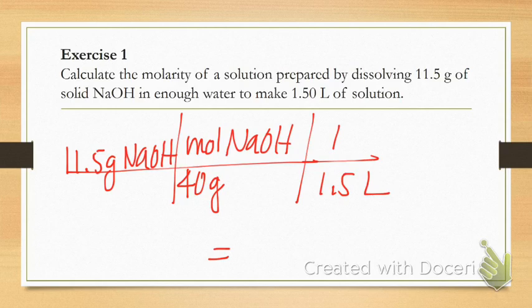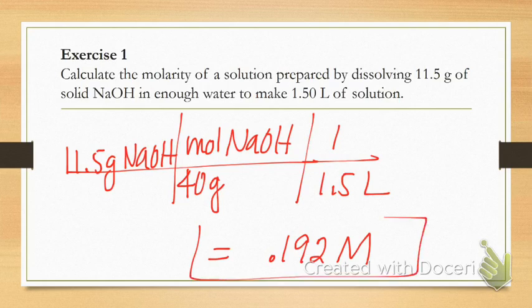You can do it all in one step, or you can break it up and do moles and then over liters. I care not, whichever way you want to do it. But you should get 0.192 molar. Big M is molarity. When you see big M, I want you to immediately think moles per liter, because most of the time when you see the big M, that means you're going to convert with it.